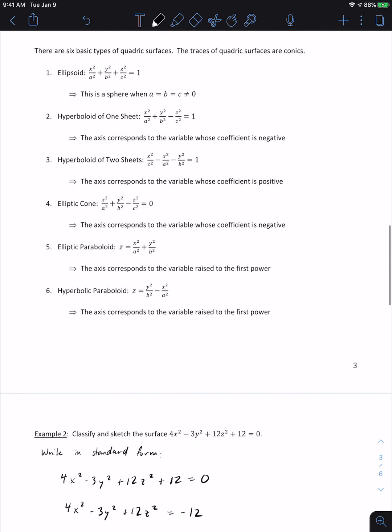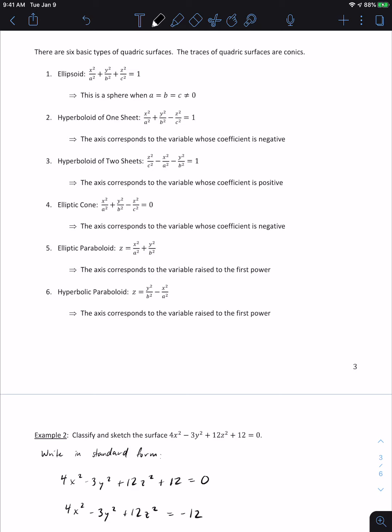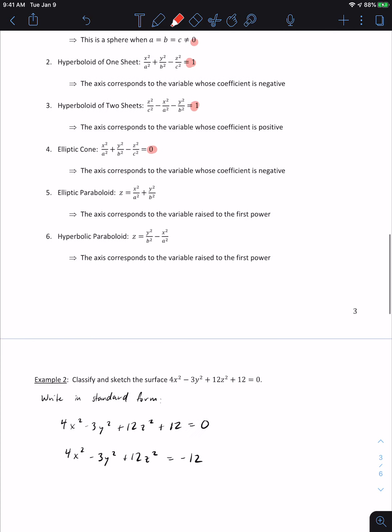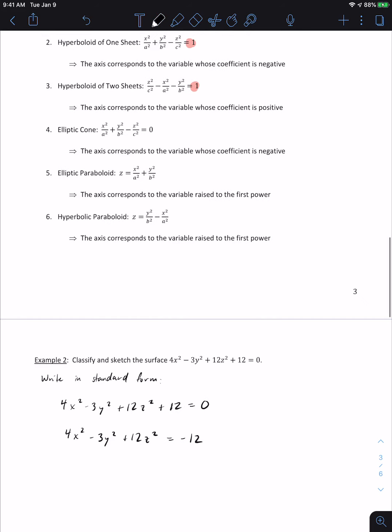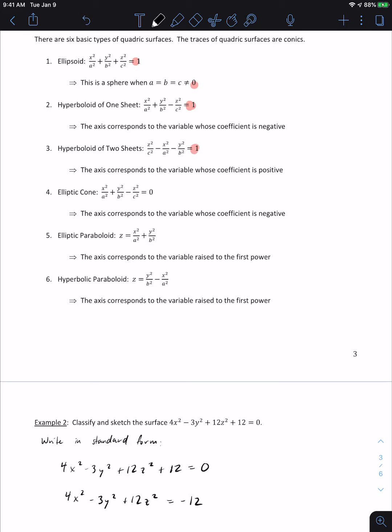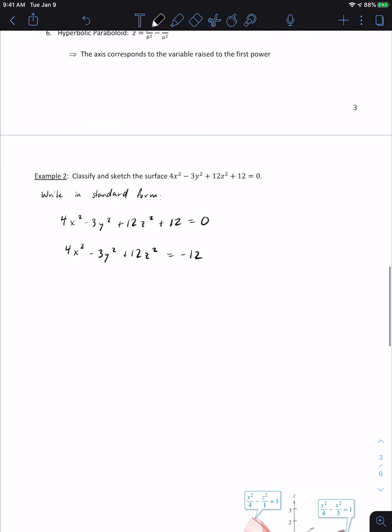And if I look at all these equations for the quadric surfaces, they either equal 1 or 0, or have just the one variable that's not being squared. In this case, all of our variables are being squared, so it's not either 5 or 6, right? And it's not going to be a cone either. So in other words, we need to get 1 on the right side of the equal sign. So I need to divide by negative 12.